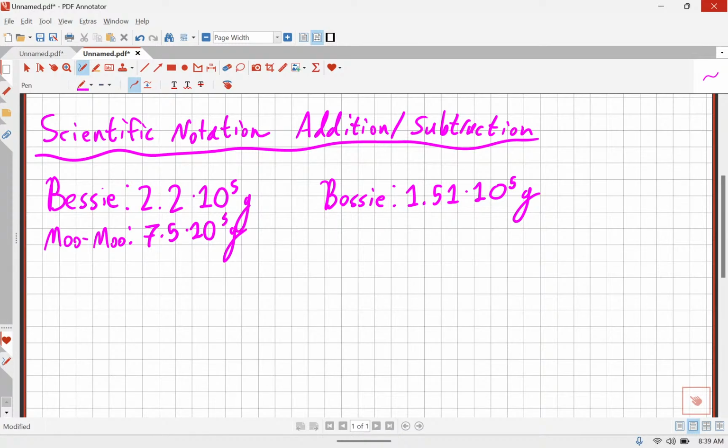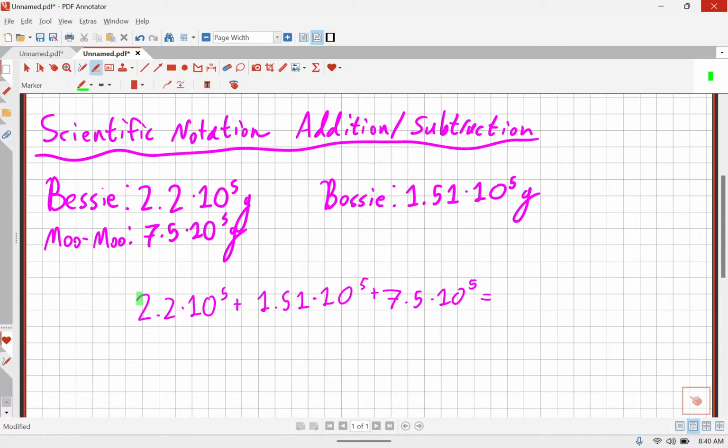And so what we're going to do, what Molly said, we're going to go ahead and add all these up. So 2.2 times 10 to the 5th plus 1.51 times 10 to the 5th plus 7.5 times 10 to the 5th. Now, what do you suspect? Because, again, we've got these numbers here. I've got these green numbers. I've got these yellow numbers.